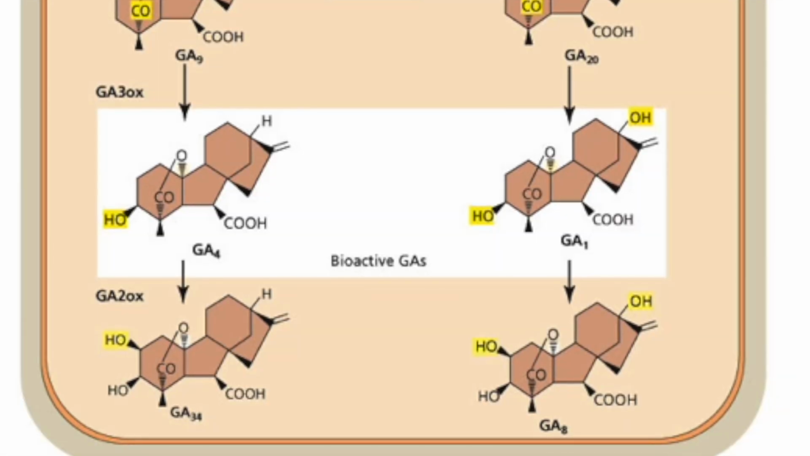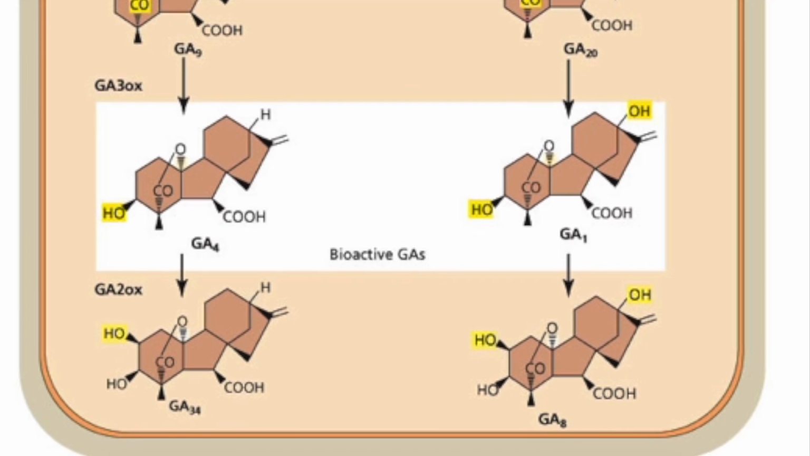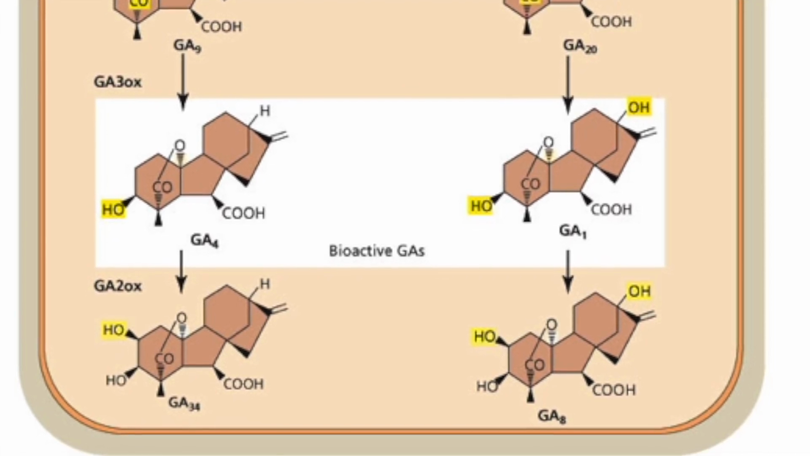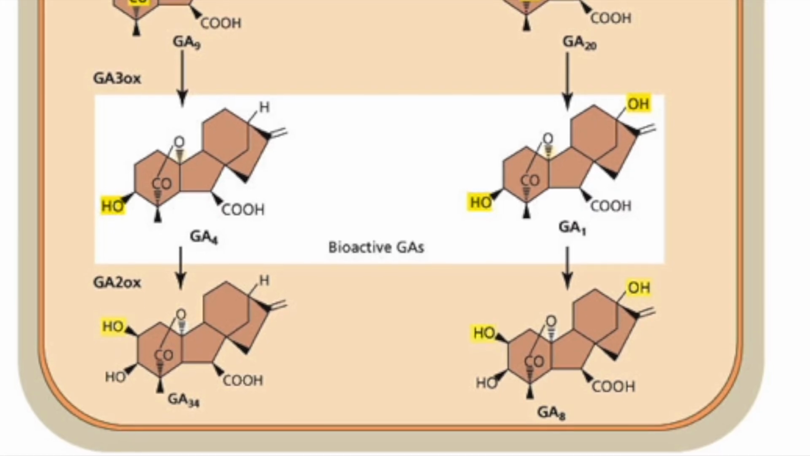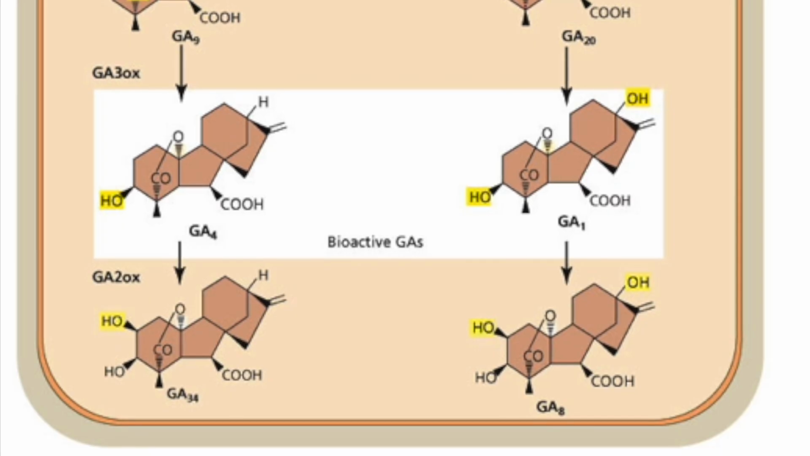GA4 is 1,000 times more potent than GA1. GA2 oxidases further oxidize these bioactive forms into inactive forms, GA34 and GA8.